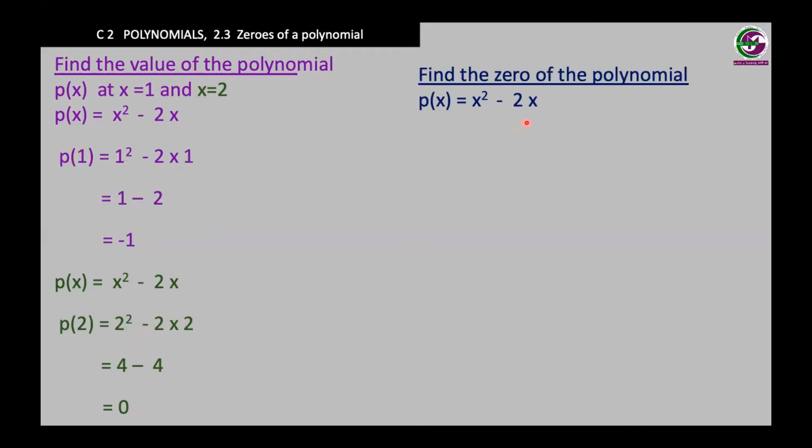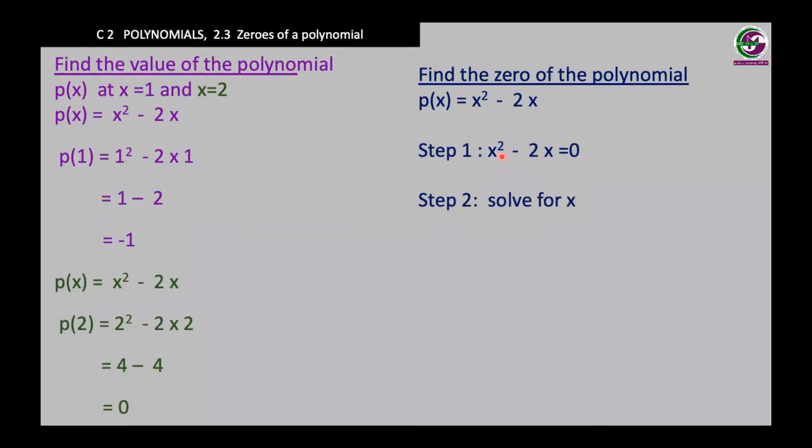So the same expression is here. P of x is equal to x square minus 2x. Find the zero of the polynomial. Don't forget, find the zero of the polynomial means we follow two steps. What are the two steps here? Great. Step 1, we write the expression as equal to 0. Second one, we solve for x.